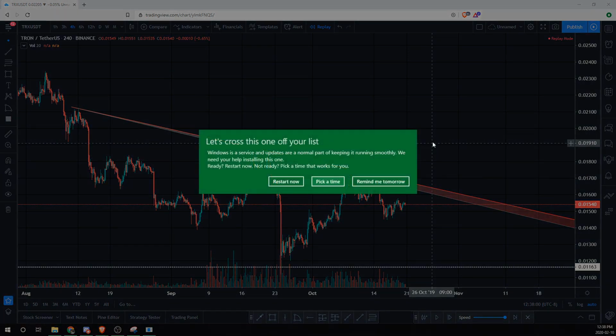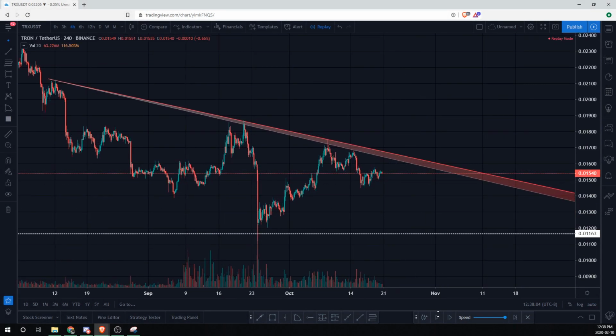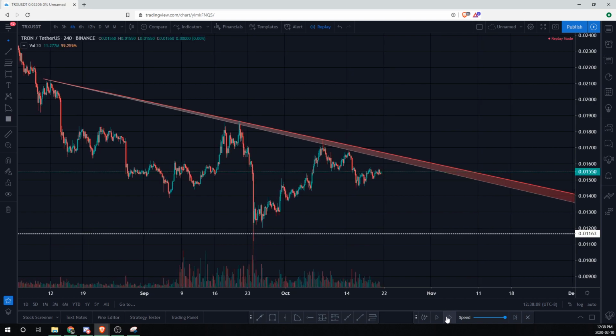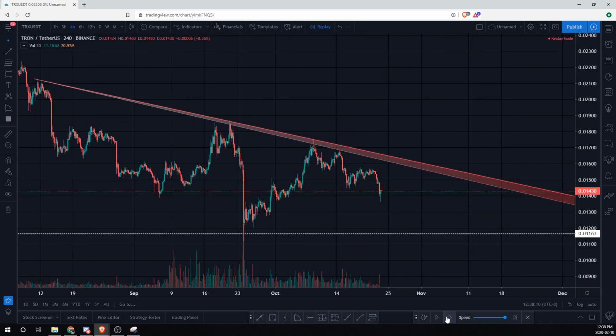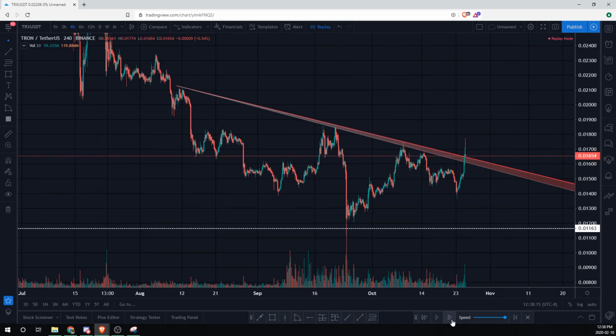So basically what we're looking for is the price to break our descending zone, and then we'll look for zones of confluence that the price is going to retest on for us to validate that there is a potential area of buyers within the market. So we're just going to play it and see what the market is able to provide.